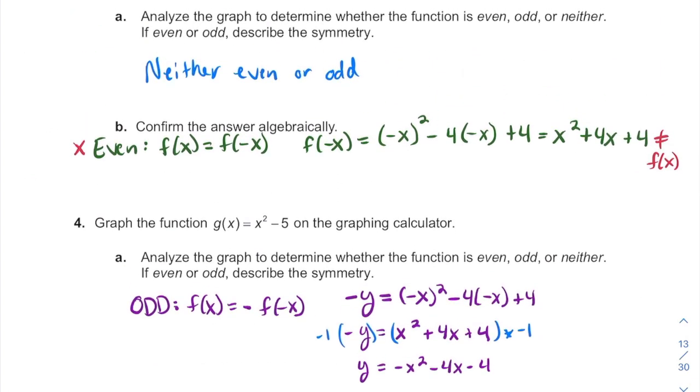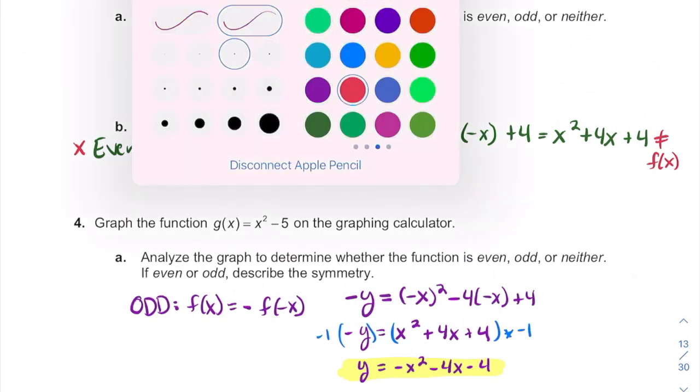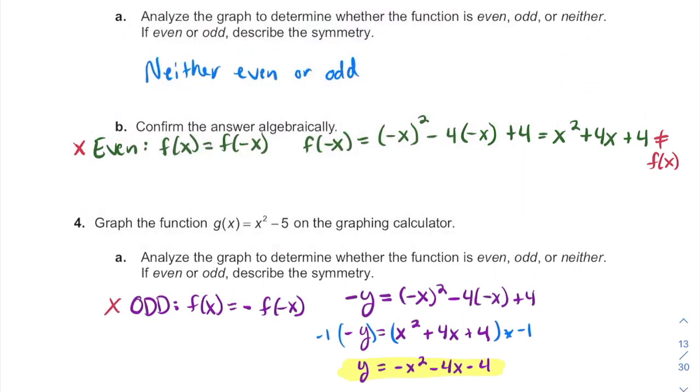So is what we just created an exact match with what I see highlighted in yellow, x squared minus 4x plus 4? Definitely not. We've got a bunch of signs that are not as they should be. So that is another way to check to confirm what we saw graphically, that this is not odd.